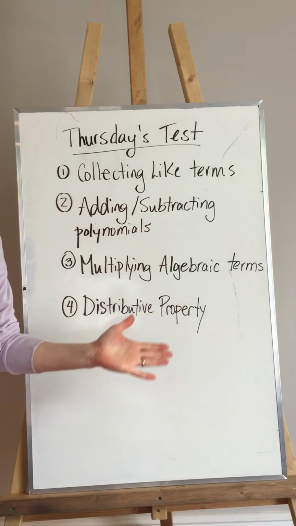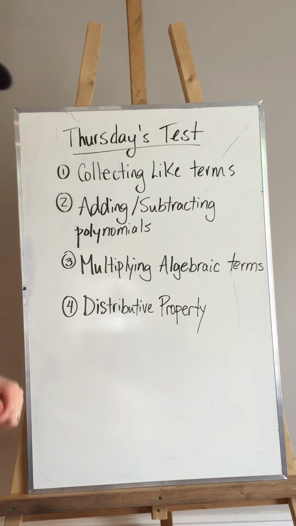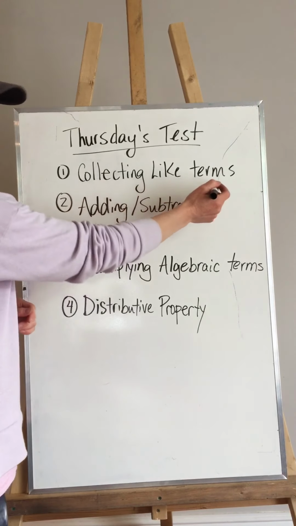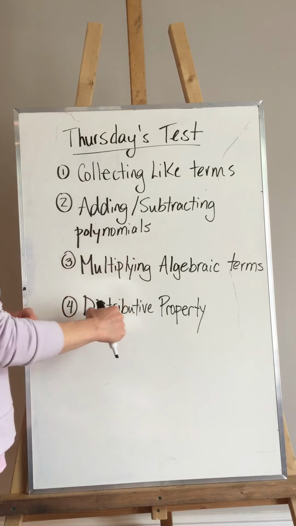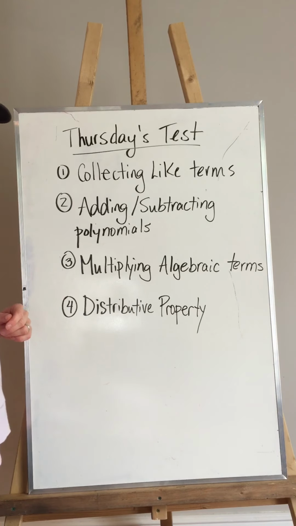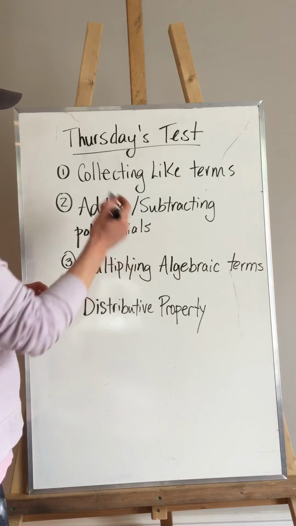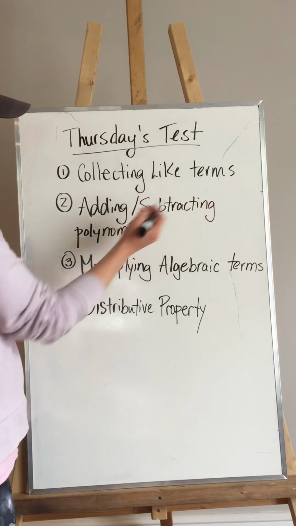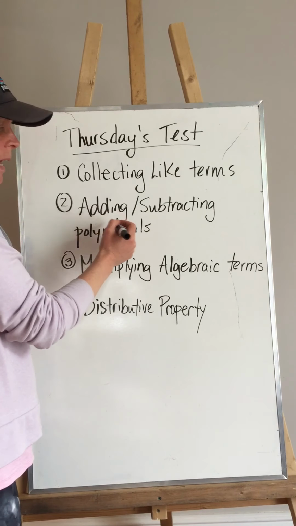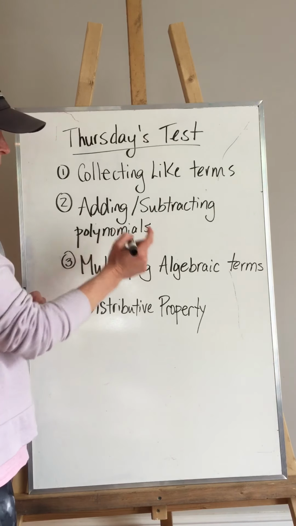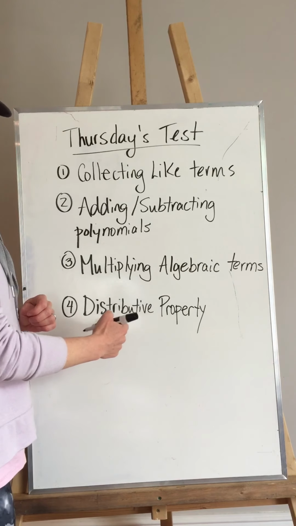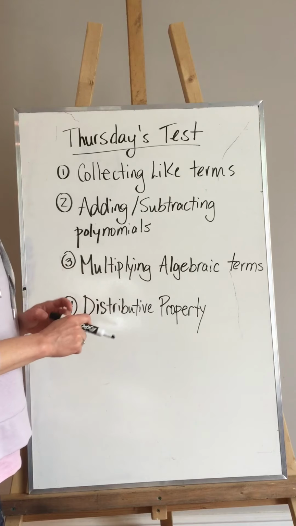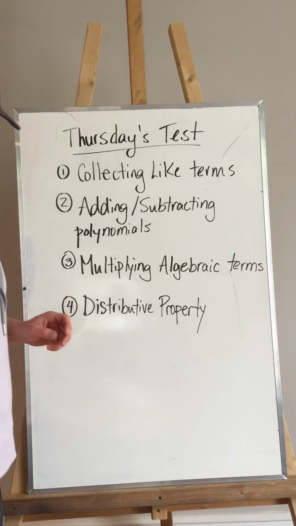This is what is on the test on Thursday. Okay, so it's what we covered. The first day was collecting like terms. I'm going to go over and do 2 examples for each of these 4 sections that will be on the test on Thursday. So first one was collecting like terms. The second thing we did was adding and subtracting polynomials. We multiplied algebraic terms, and lastly we did distributive property. So these are the 4 things that will be on your test on Thursday.